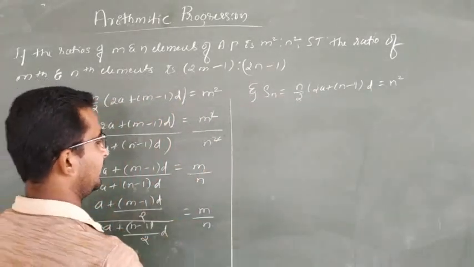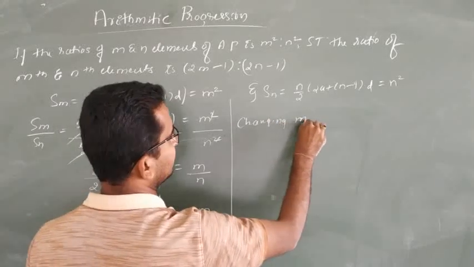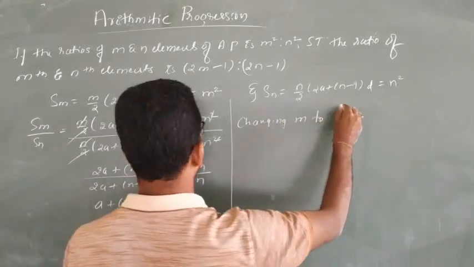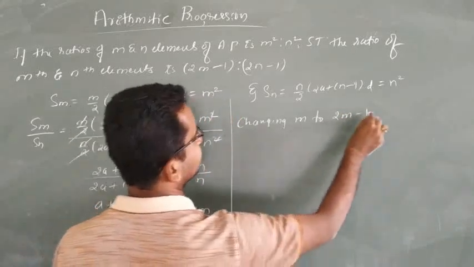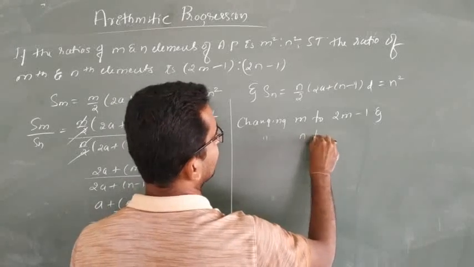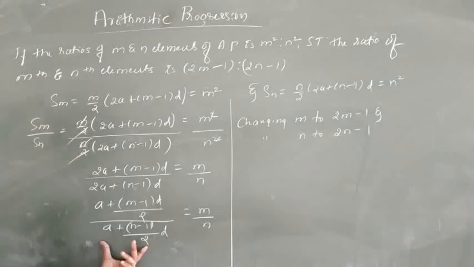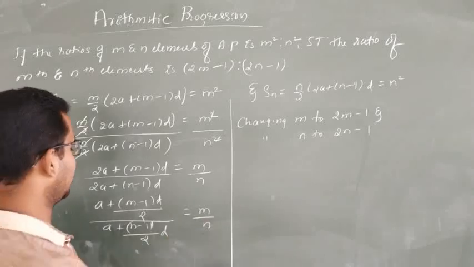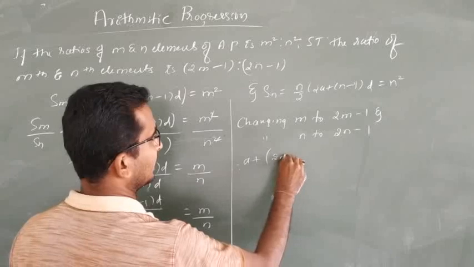Now what I will do is change m to 2m minus 1 and change n to 2n minus 1.